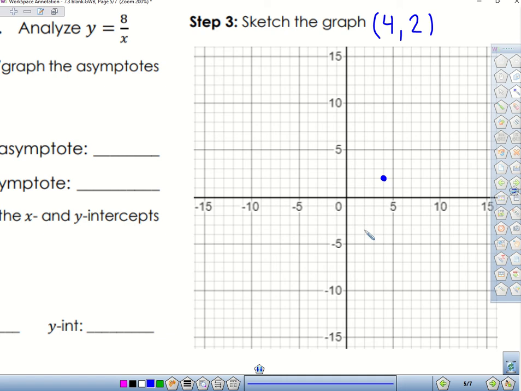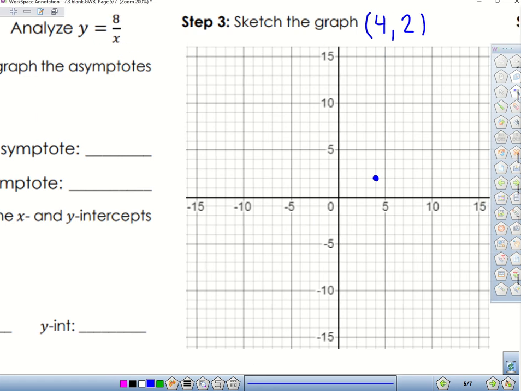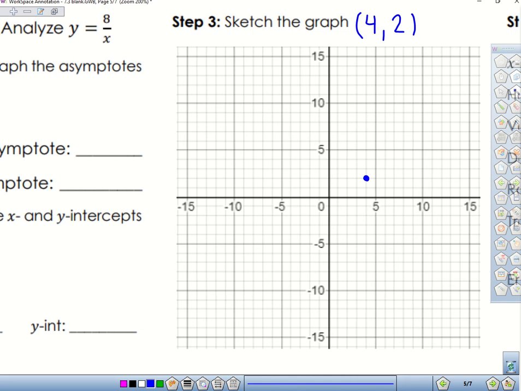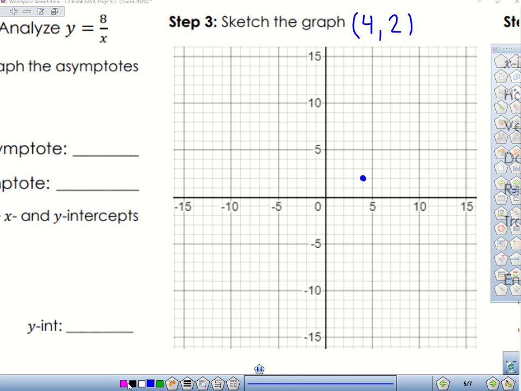How do you know 4, 2 is a point? We just picked 4. We picked a point, plugged it in for x, and then 8 divided by 4 is 2. That's how we got the 2. So the 4 was strictly chosen. I could have picked 3. If you want to do 8/3 as your x, y value, yes, but we tried to pick one that wasn't a decimal.